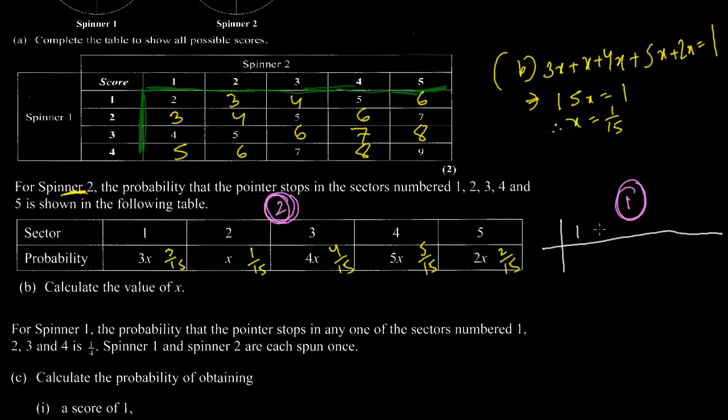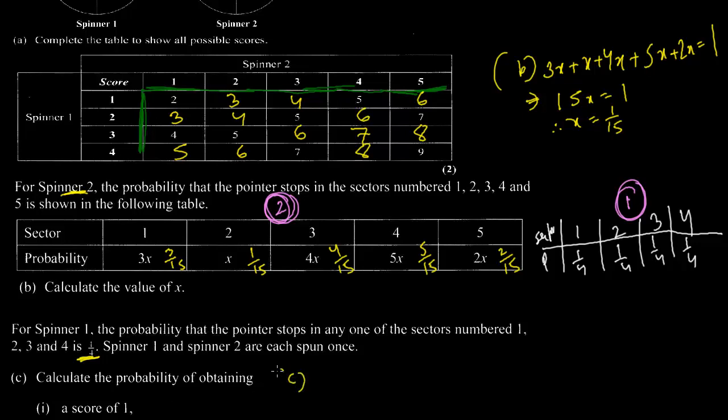So we have 1, 2, 3, 4. So these are the sectors and this is the probability. Each of the probabilities would be 1 by 4, 1 by 4, 1 by 4. That's what it says. So each of the probabilities for spinner 1 would be 1 by 4.